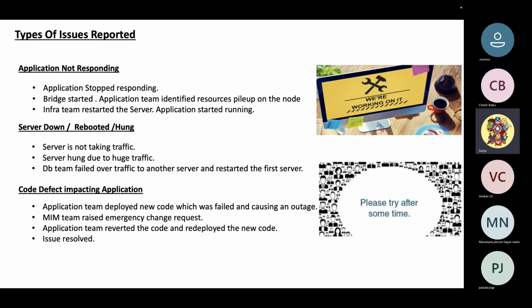We are not deviating and we only stick to our high level process. Whenever you receive an incident, you will declare it as high priority and pull the application team onto the bridge. And the bridge started, and the application team identified resources piled up on the node, which means there is plenty of traffic. I will give you the simplest example.